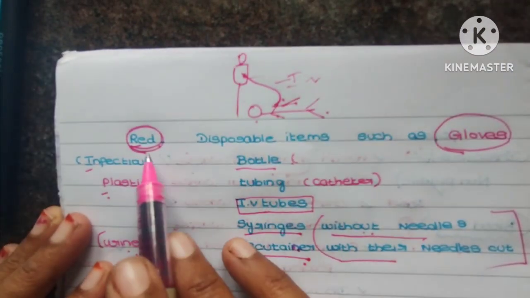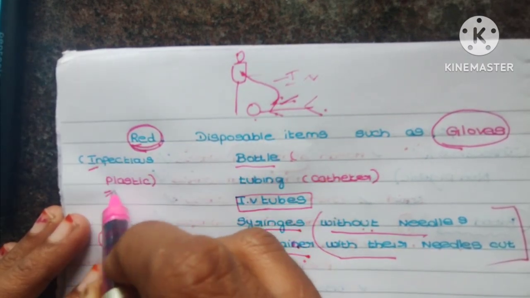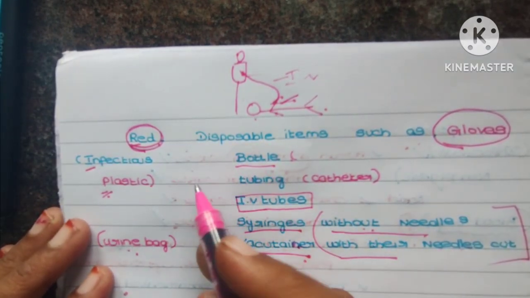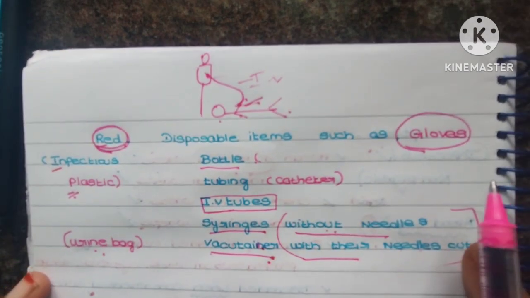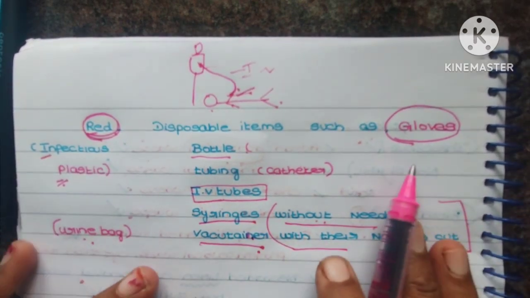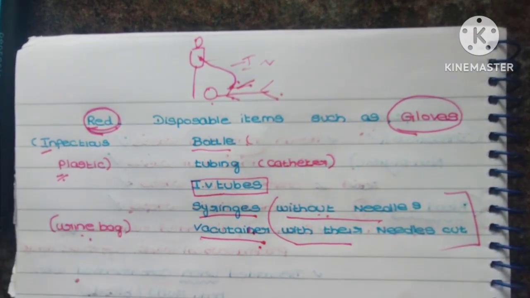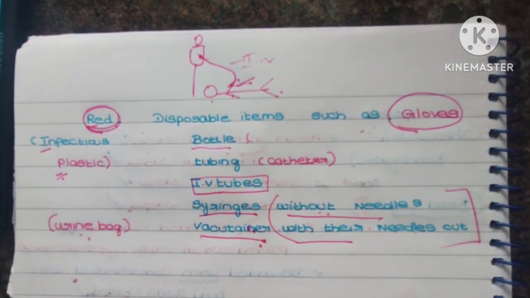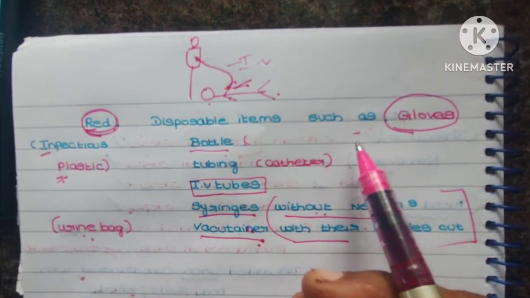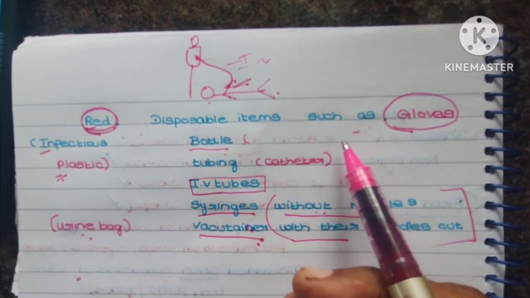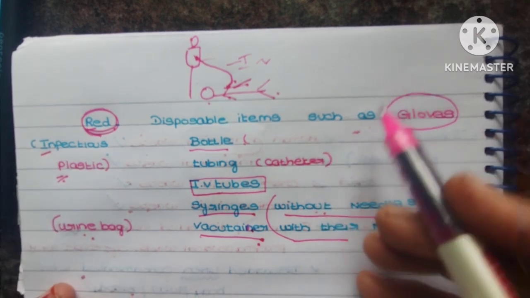Next we'll discuss red. For red, remember RIP: R for infectious, P for plastic. I already told you urine is yellow in color, so we will dispose of it in the red bag. You can remember this like one patient getting admitted to the hospital. First we will be wearing gloves. He is getting admitted in an ICU setup, and every patient there is infectious. Every body fluid in the hospital is considered infectious, so we will wear gloves.